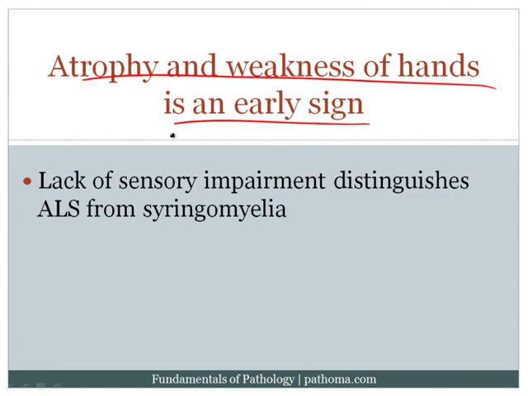Now this can somewhat resemble syringomyelia, because recall that syringomyelia involves C8 to T1, and so it would involve the upper extremities and could involve the hands. And in syringomyelia, you could have damage to the anterior horn, and so that could also result in atrophy and weakness of the hands. However, of course, in syringomyelia, you're going to have loss of pain and temperature sensation, whereas in amyotrophic lateral sclerosis, you would have no loss of pain or temperature sensation. And so this is an important distinction between ALS and syringomyelia.